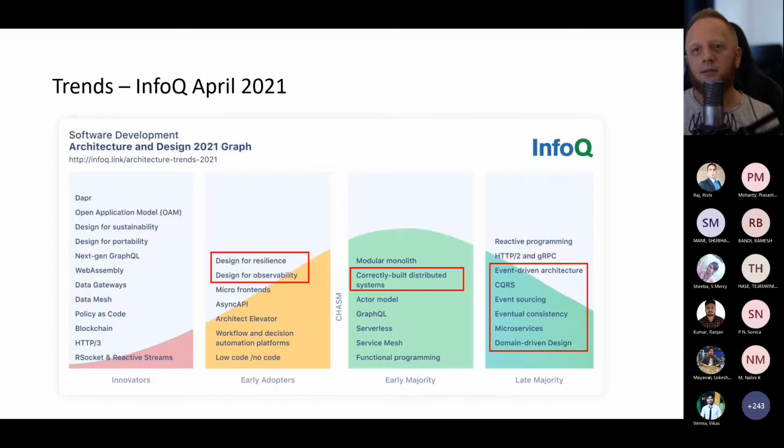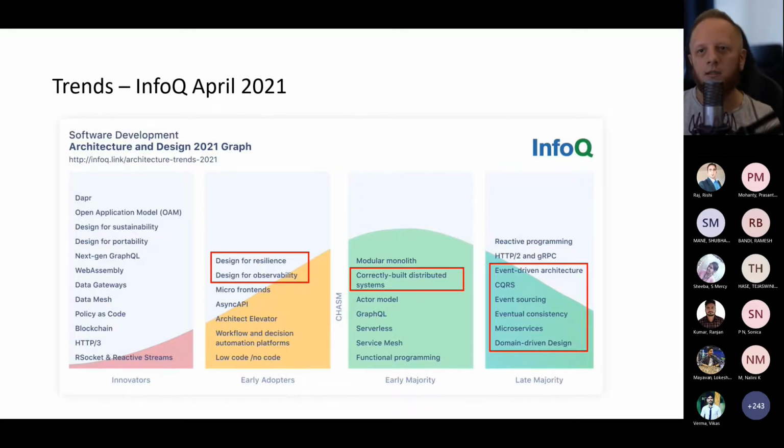But if you look at this thing from InfoQ from April, you can see that there are some things here that are a little bit extra interesting. Let's see if I can get this laser thing going here. Cool. So this part right here is kind of interesting. Correctly built distributed systems. A year ago, this was here.